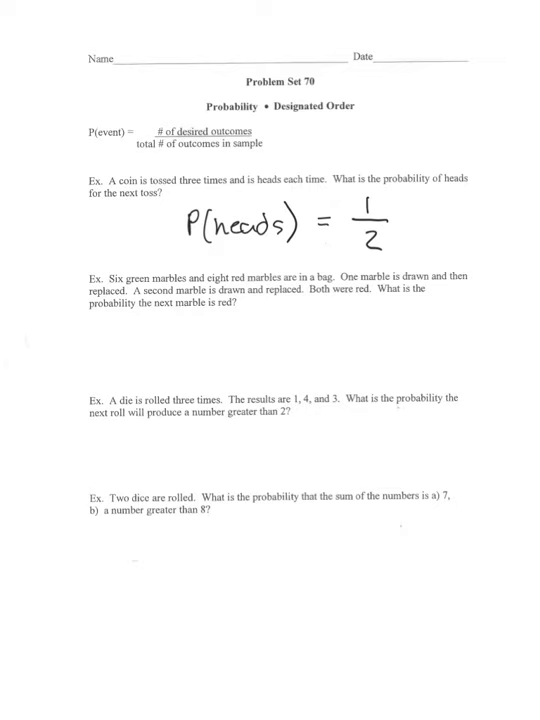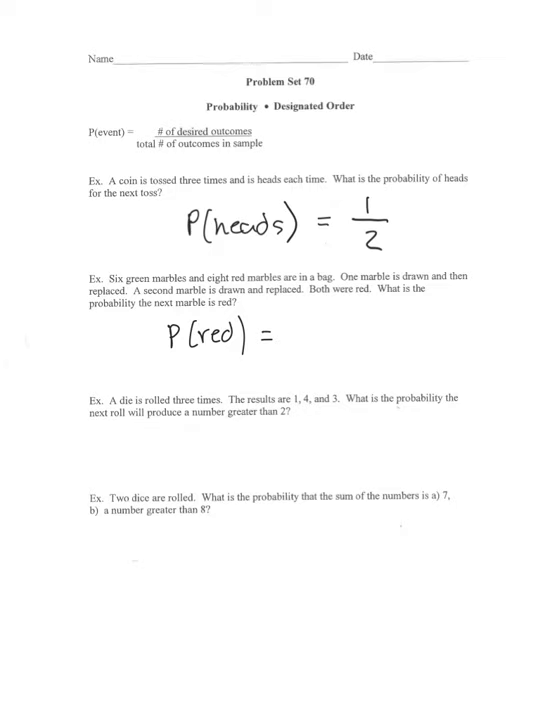Let's take a look at another example. You've got 6 green marbles and 8 red marbles in a bag. 1 marble is drawn and then replaced. A second marble is drawn and replaced. Both were red. What is the probability the next marble is red? Well, once again, those first 2 experiments do not affect the outcome, especially considering that the marbles were replaced in the bag.